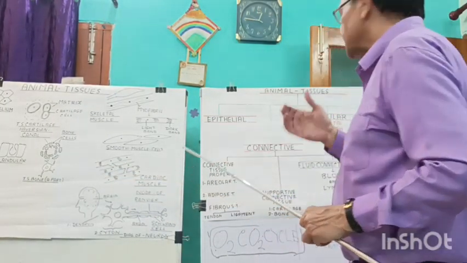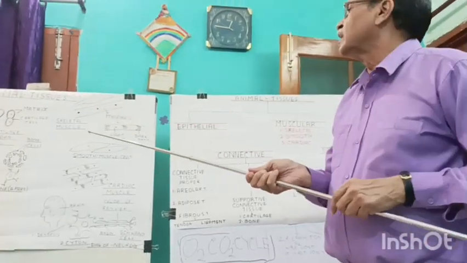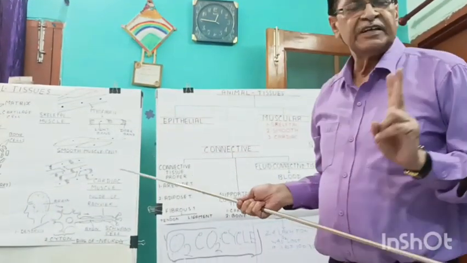So this was a brief about the three types of tissue. Regarding connective tissue, we will discuss tomorrow.